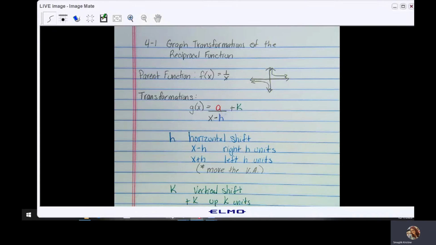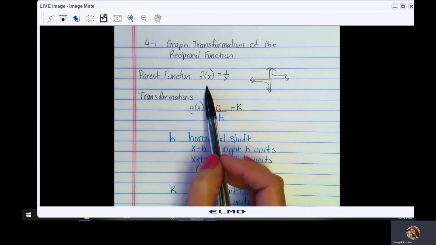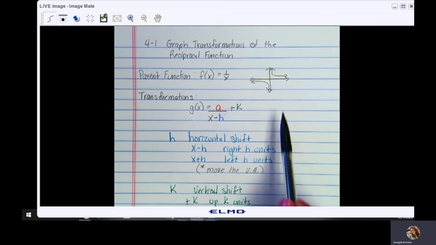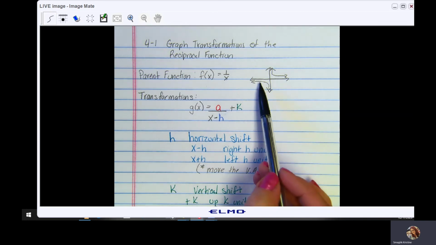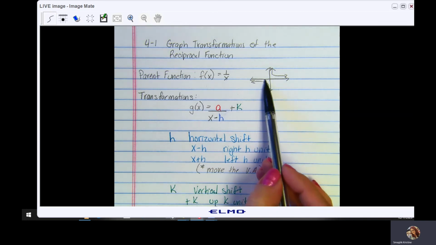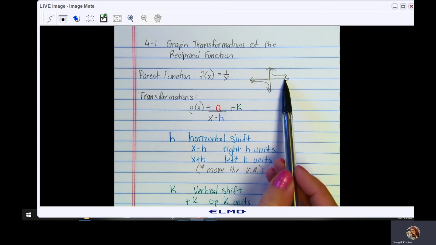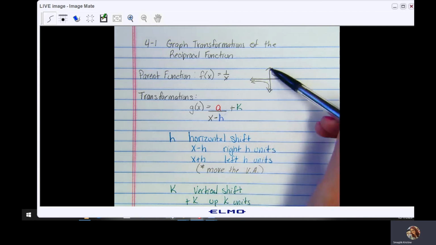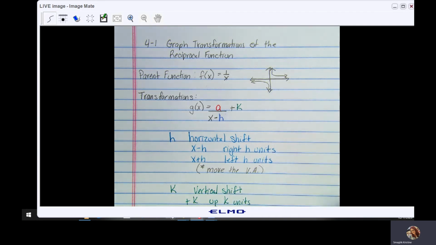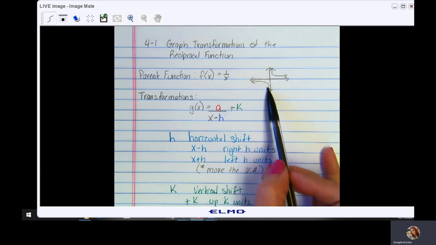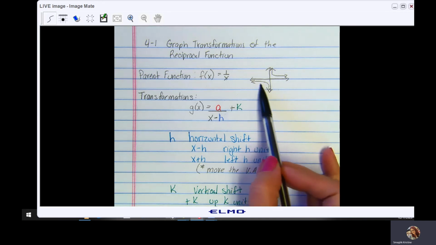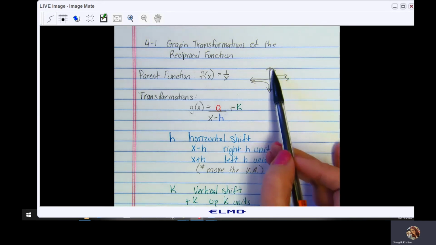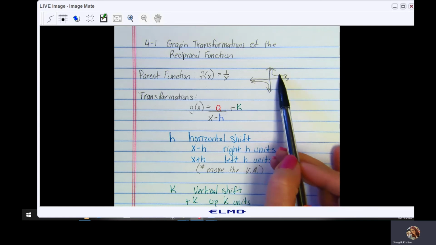Let's take a look at topic 4.1. We're going to graph transformations of the reciprocal function. Your parent function is f of x equals 1 over x, and here's just a rough sketch. Notice you've got your horizontal asymptote at y equals 0, vertical asymptote at x equals 0. I've got my graph coming down here in the lower left portion and up here in the upper right portion.